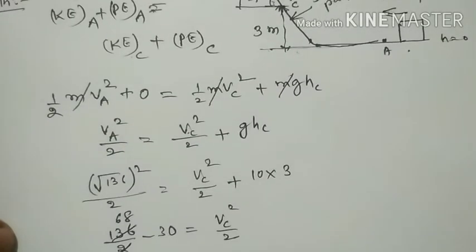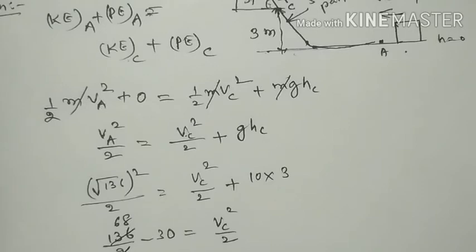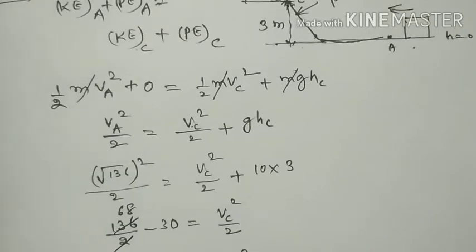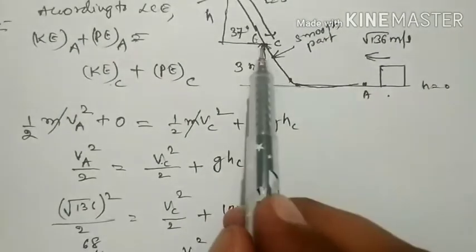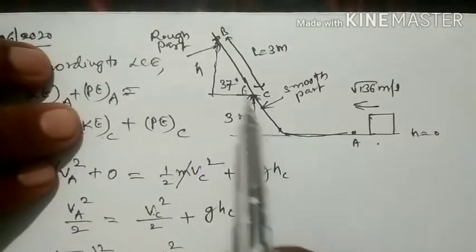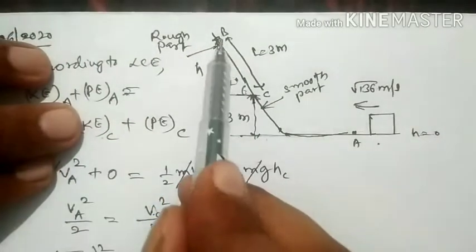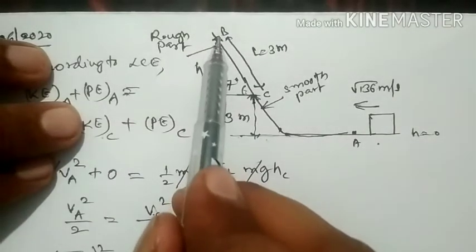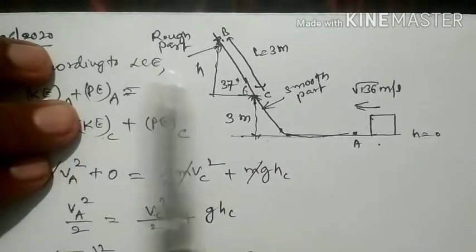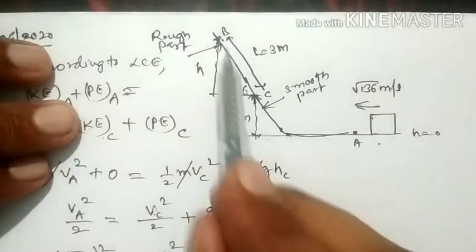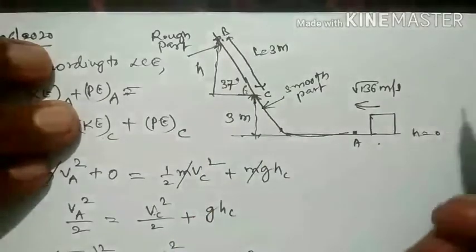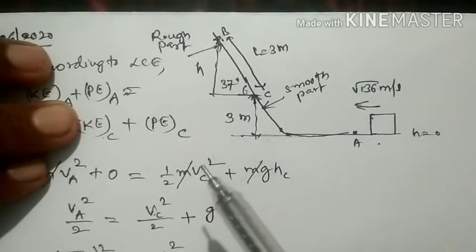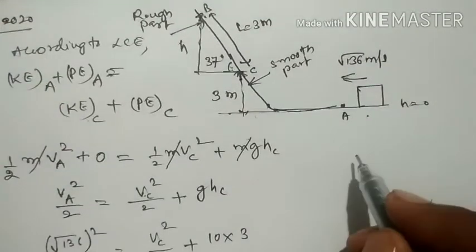So this is the first part. It can be given also for more than one option questions also. Now if you consider the second part, for the second part the journey is from C to B, and at B we have to calculate what is the velocity of the block. So for this what can we do? We can apply the work energy theorem.